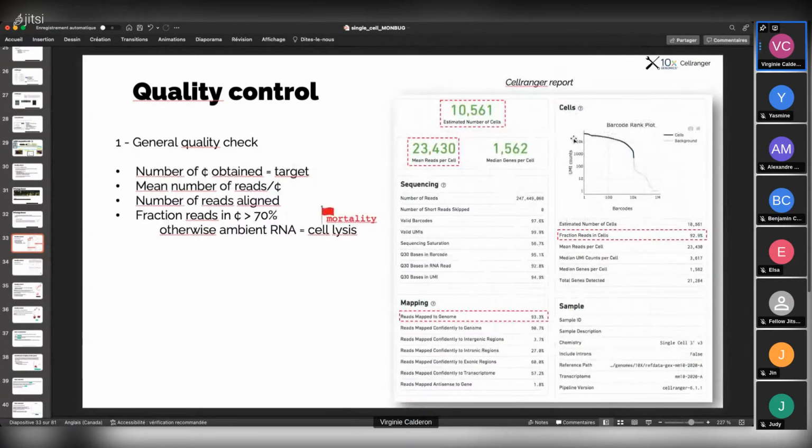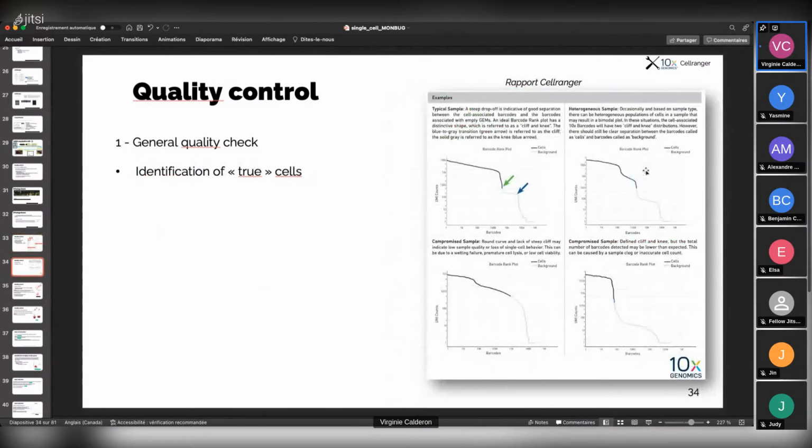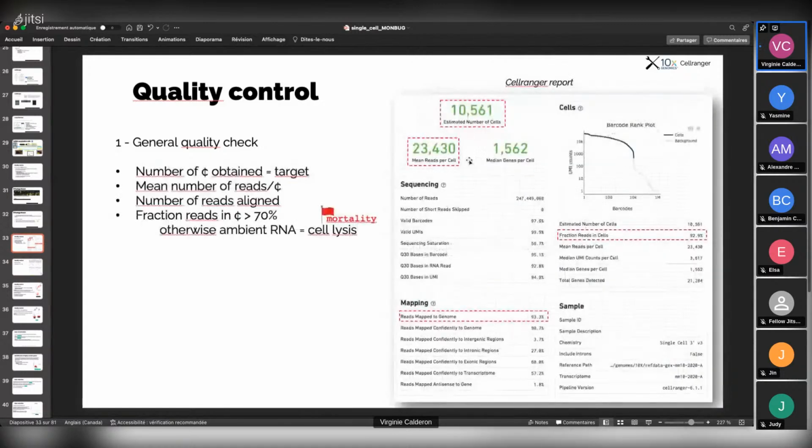So you need to check here the barcode rank plot. This is used to be sure that you have true cells in your experiment. There is documentation on the 10x website, but the idea here is to have a knee plot. That means that you should have something like a plateau and then a knee, and all of this is true cells. In this one, we see that we have a knee, so everything seems to be good in this experiment.